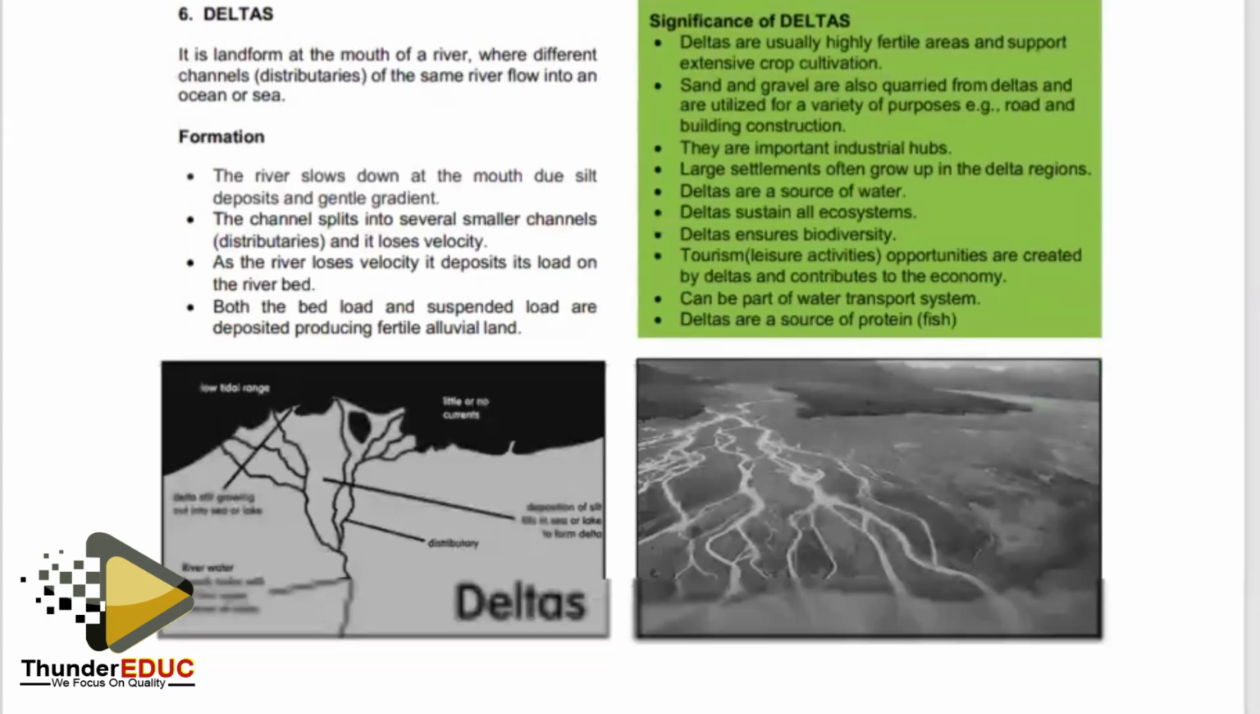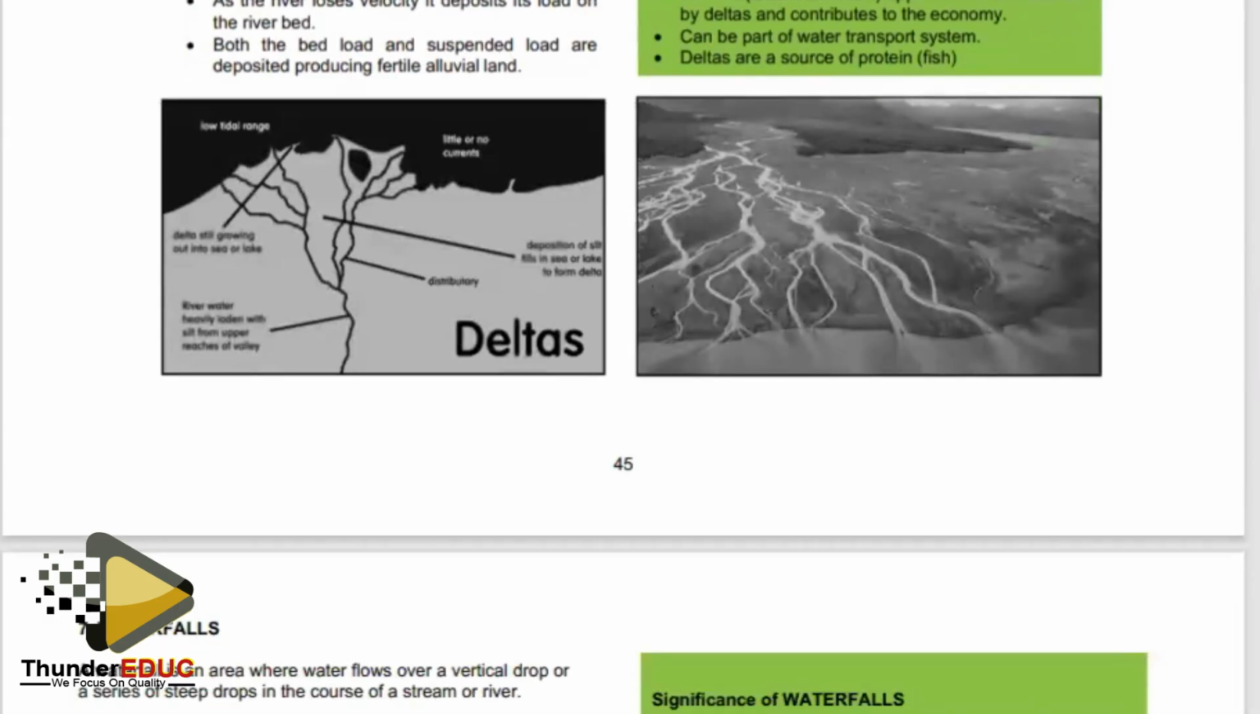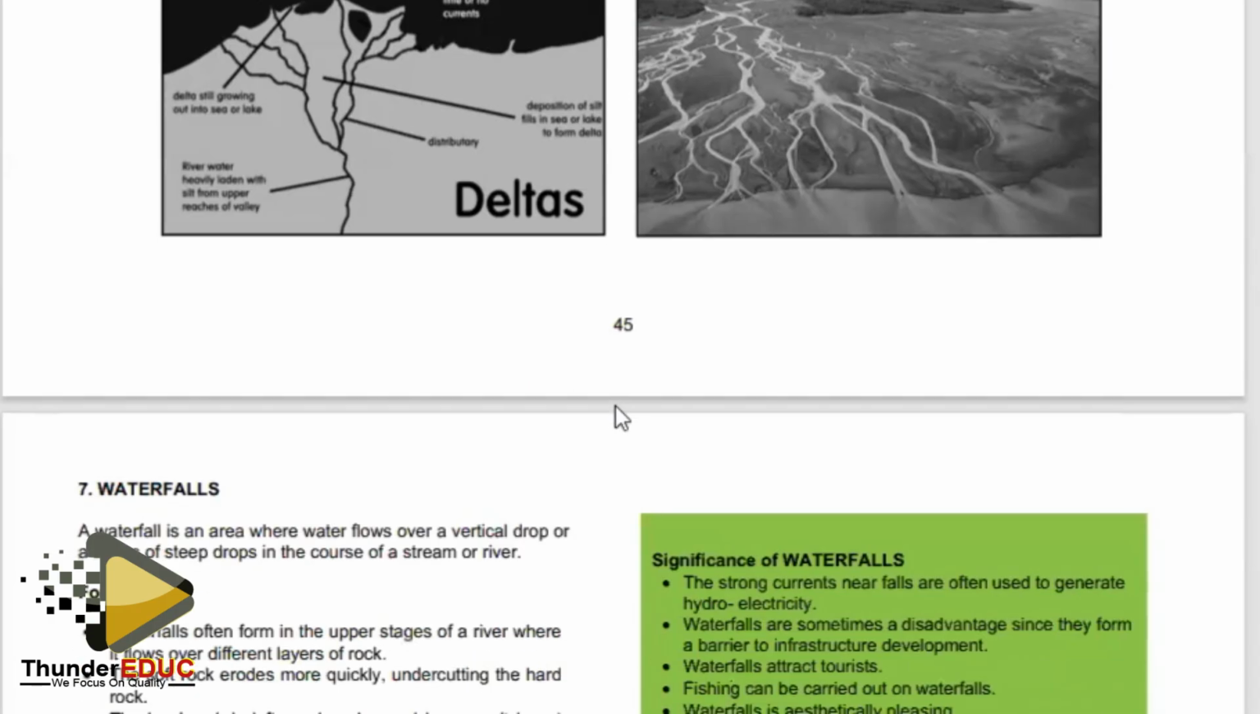Right, we move on to the next one, the delta. The delta, basically, is where the river splits into distributaries as it gets to the mouth, like what we are seeing here. It's one river, but as it feeds into the sea, it splits into different distributaries. A delta is a landform which forms in the lower course of the river because of deposition of material, and as the river feeds into the sea, it develops distributaries.